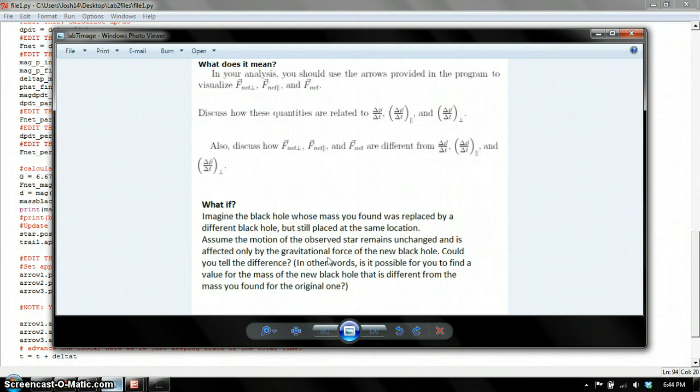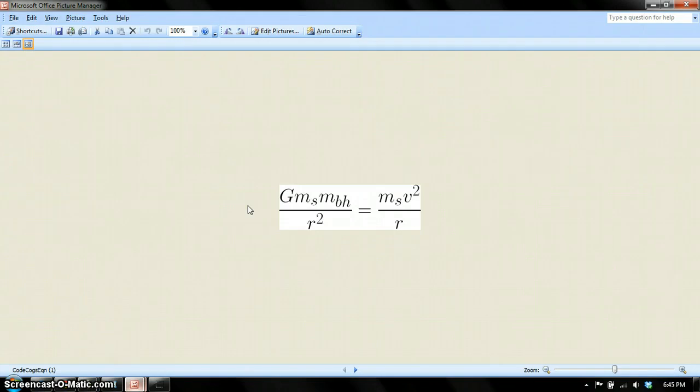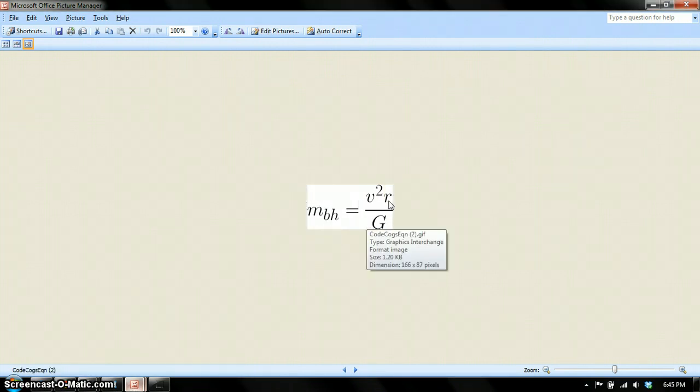So can I find a different mass at the same location and still have the star move in the same motion? Well, I set the magnitude of the gravitational force equal to the magnitude of the centripetal force, and since this r is the radius of the kissing circle, it's going to be the same as the r in the gravitational force. One can simplify this expression to get the mass of the black hole, which is equal to the speed squared times the radius of the kissing circle all over G.